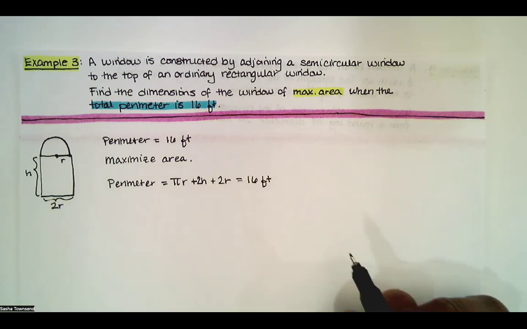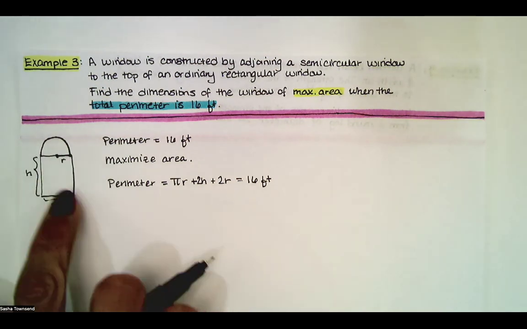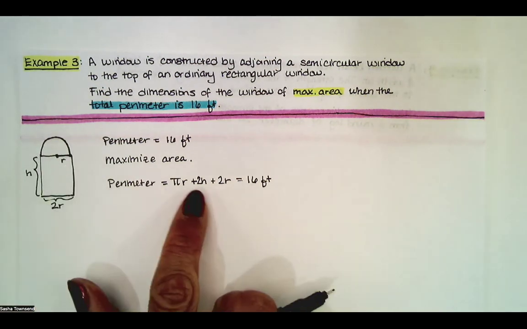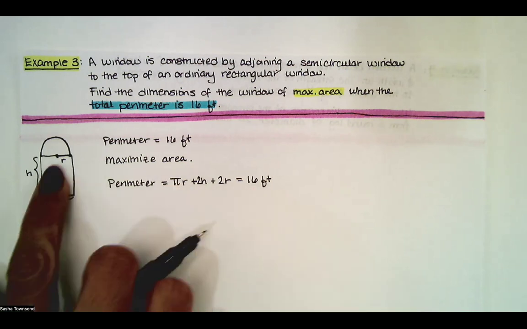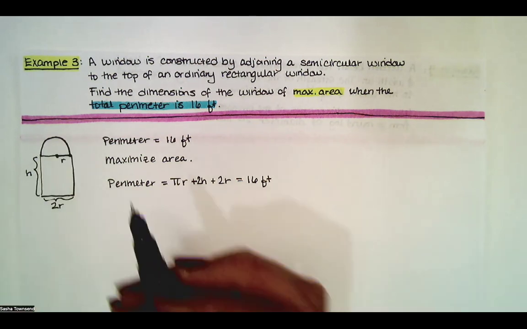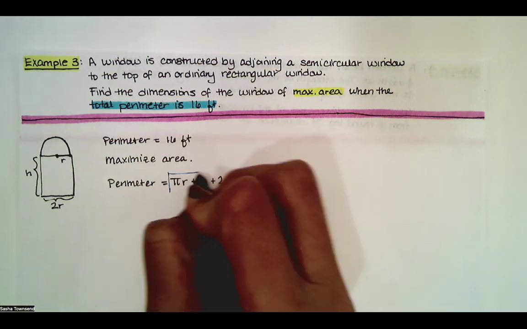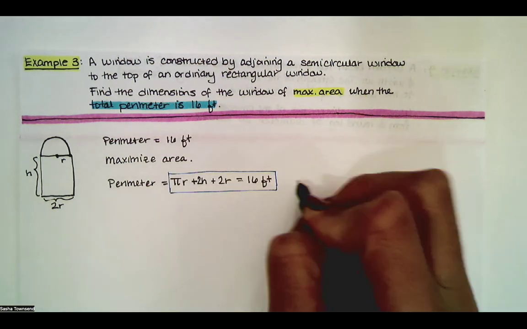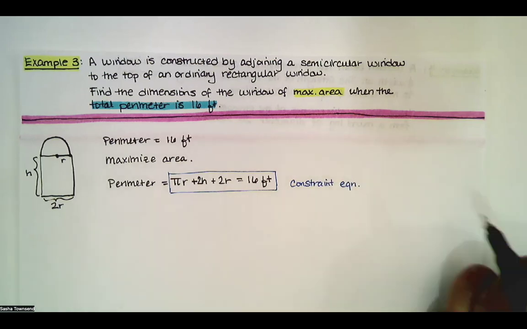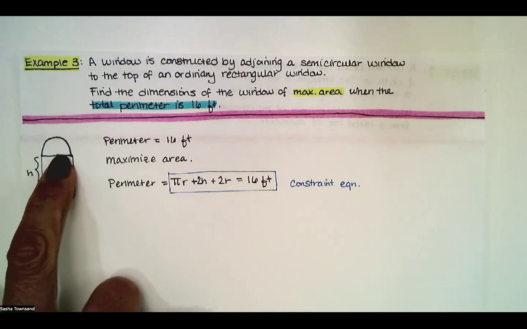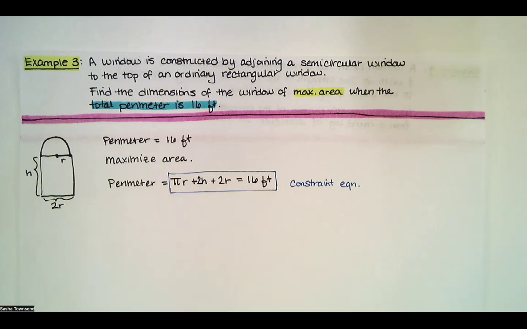So this is an equation that relates the radius of the semicircular portion of our window and the height of that window, because we have to have 16 feet of perimeter on that window. So that's our constraint. It constrains the relationship between the height of the window and the radius of that semicircular part, because this quantity has to be 16 feet.